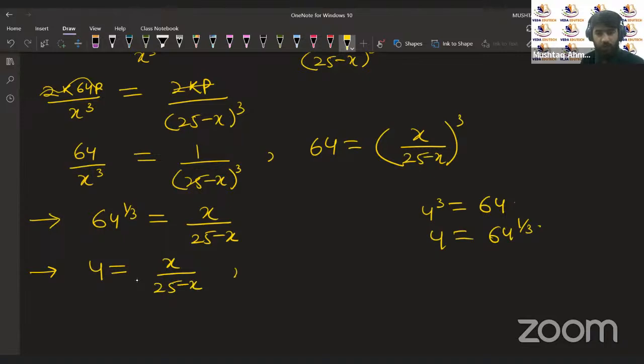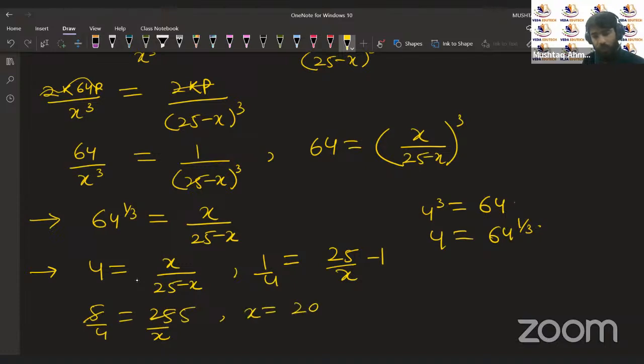Or we can write it as 1 upon 4 will be equal to 25 upon x minus 1. So it will be 5 upon 4 will be equal to 25 upon x. So this will be cancelled out with 5. Or x will be equal to that will be 20, right? 20 centimeter. So x comes out to be 20 centimeter.